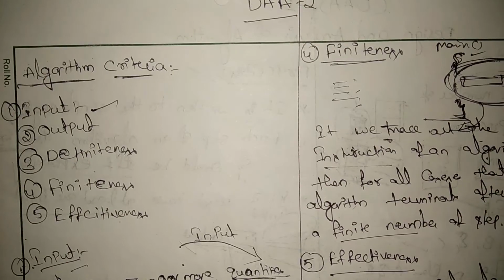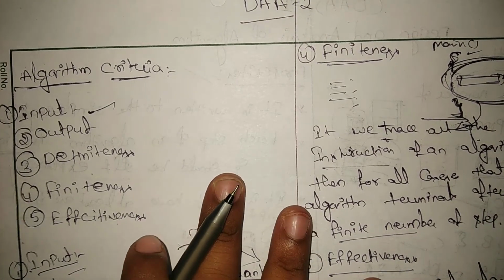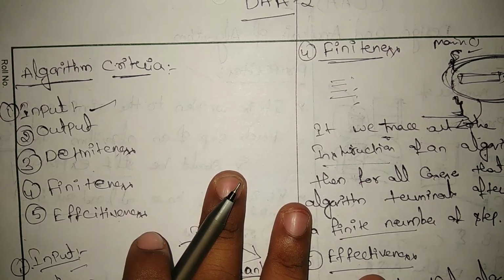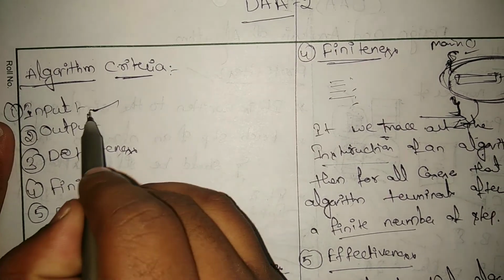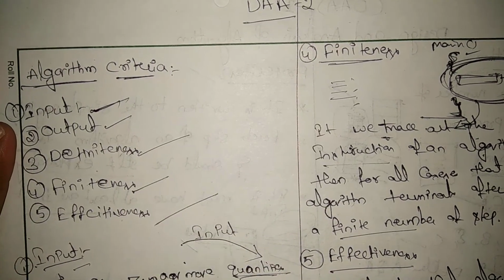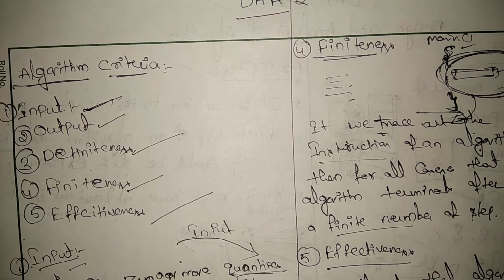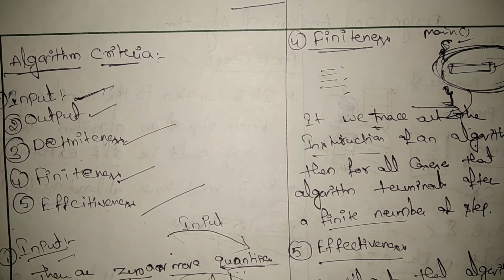These are important criteria and principles of a particular algorithm. The first are input and output, then definiteness, finiteness and effectiveness. These five things are very important for every algorithm. Okay, thank you.